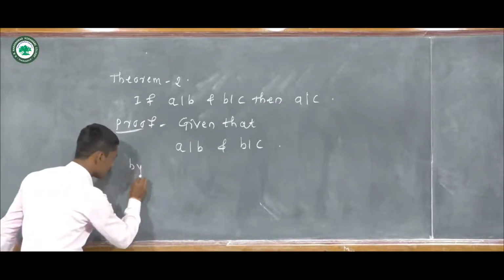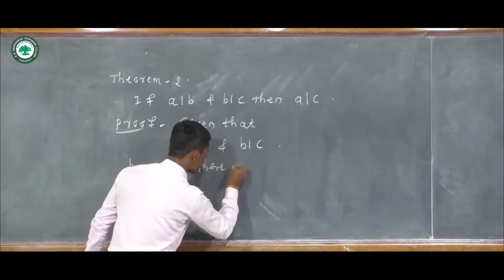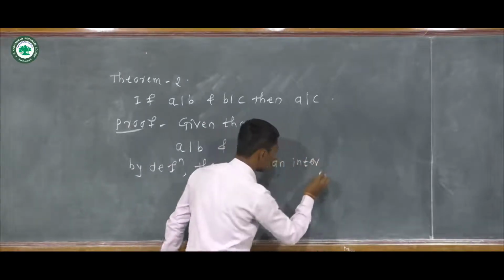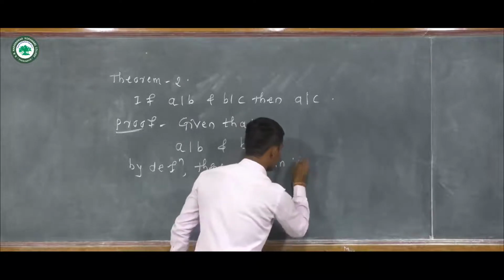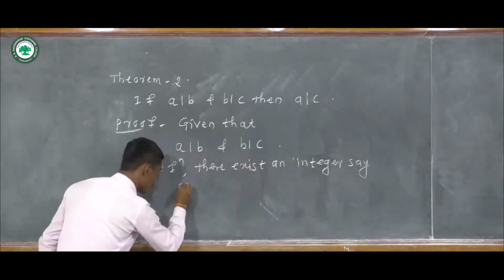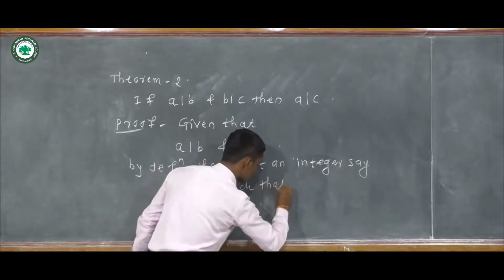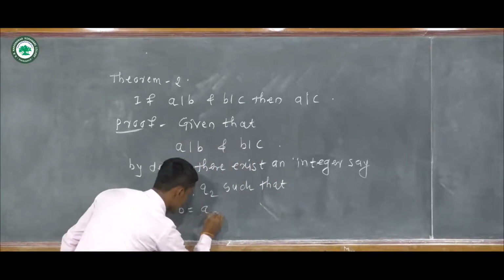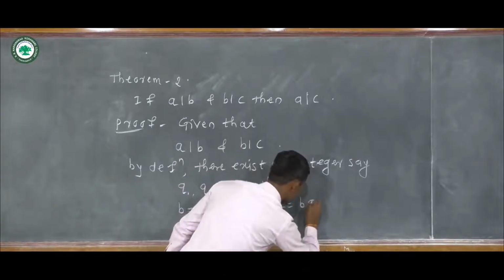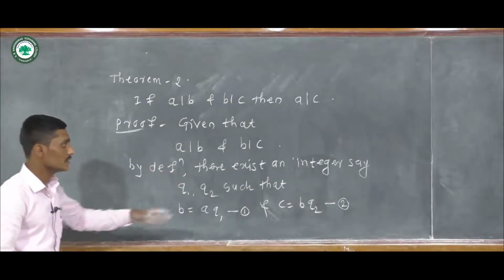Now by definition of divisibility, there exist integers q1 and q2 such that b is equal to a into q1, say equation number first, and c is equal to b into q2, say equation number 2.